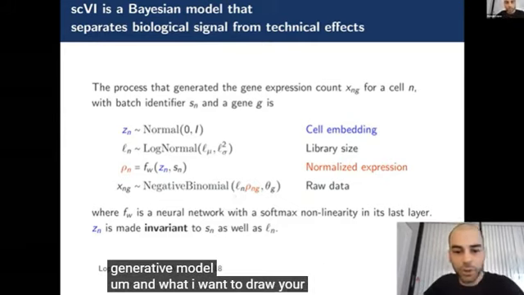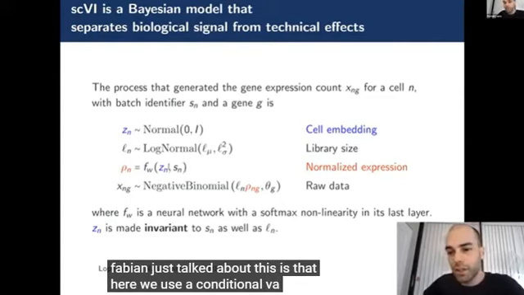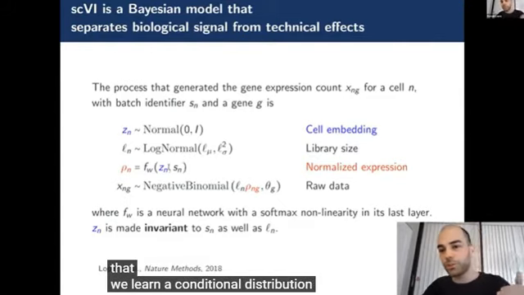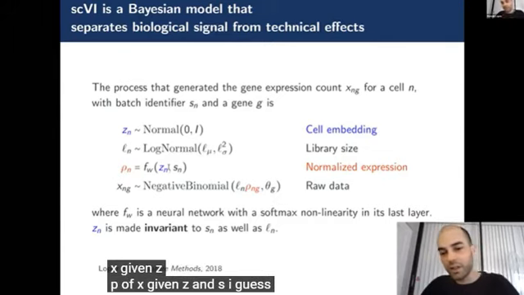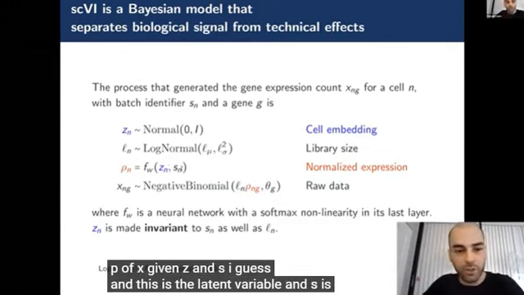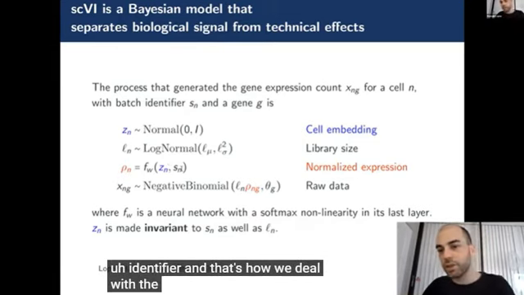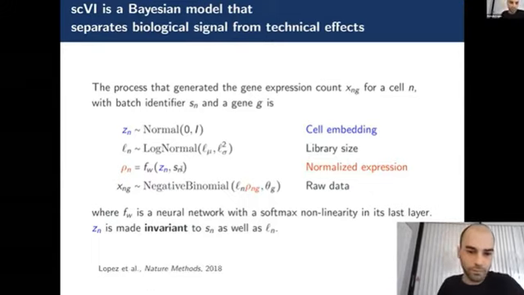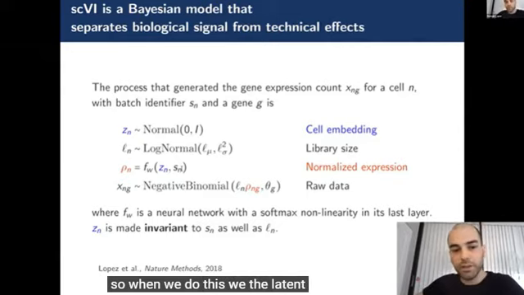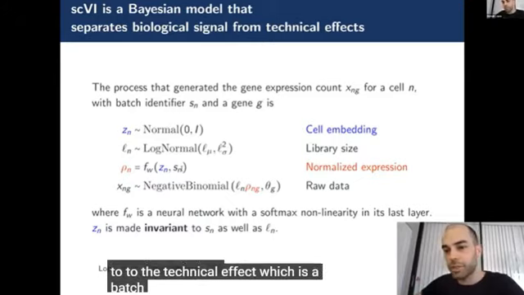And what I want to draw your attention to, so actually Fabian just talked about this, is that here we use a conditional VAE, which means that we learn a conditional distribution, P of X given Z and S, I guess. Z is a latent variable and S is observed, and S is this dataset identifier. That's how we deal with the dataset-specific biases. So when we do this, the latent space becomes invariant to the technical effect, which is a batch effect.